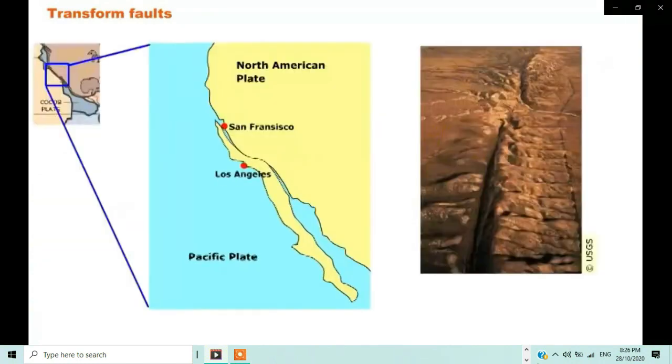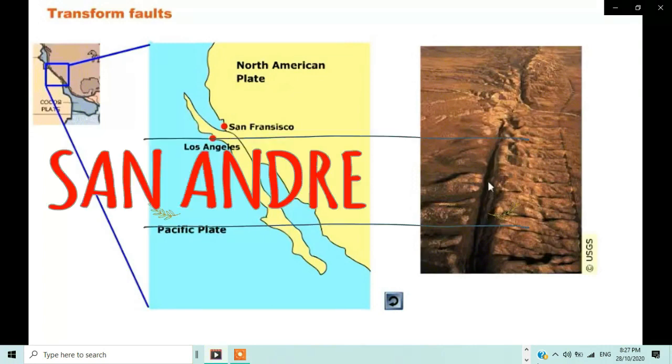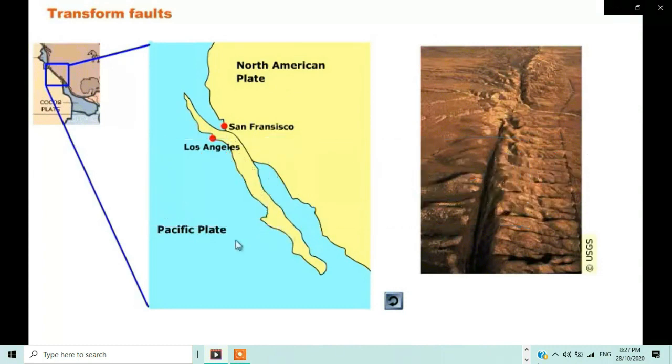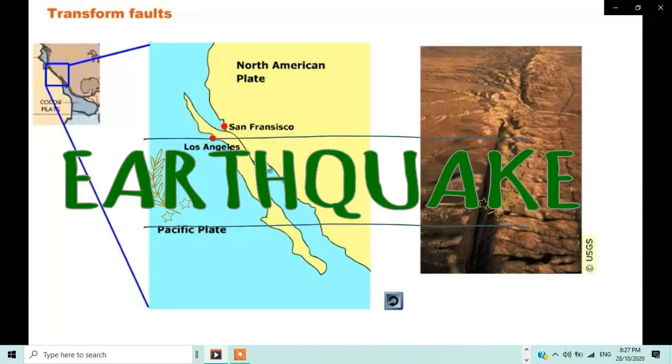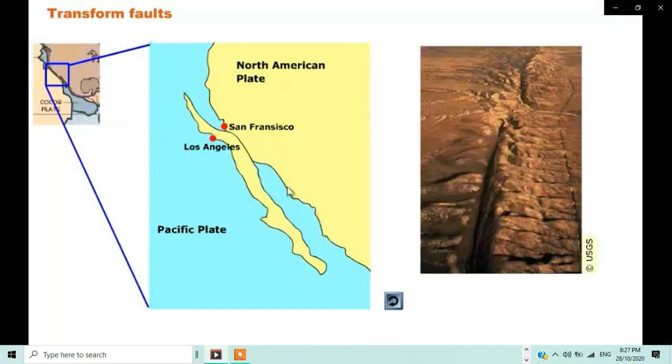subduction zone. Although most transform faults are located within the ocean basins, there are a few that cut through the continental crust. An example of this is the San Andreas Fault. The immediate concerns about transform fault boundaries are earthquake activities triggered by movements along the fault system.